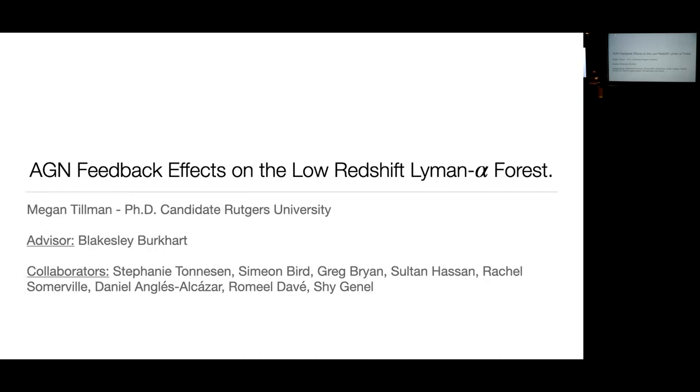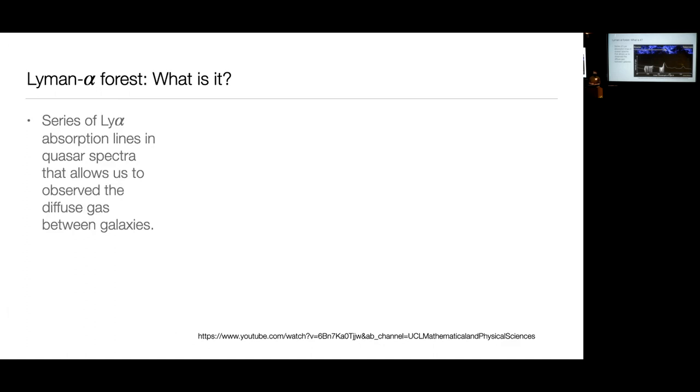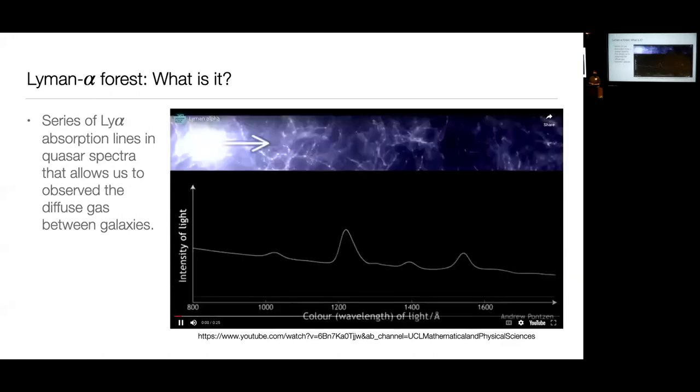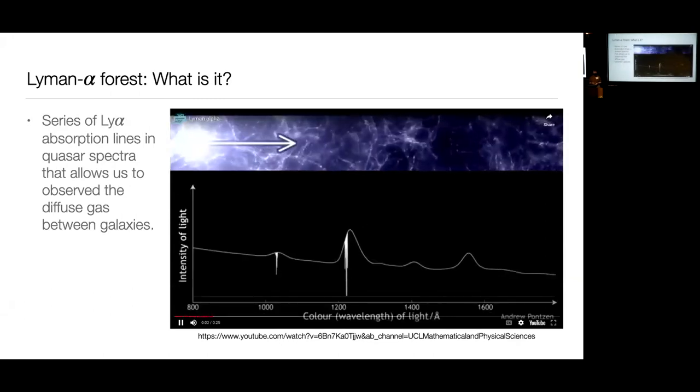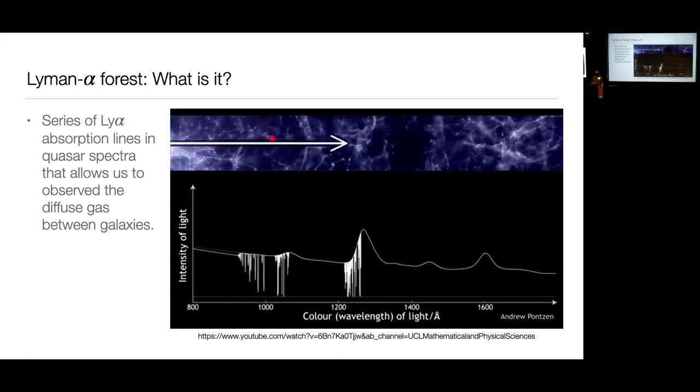Today, I'm going to talk about AGN feedback effects on the low redshift Lyman alpha forest. Now we're only focusing on AGN feedback. Just as a little overview, what the Lyman alpha forest is for people who don't work with it every day: we've got this nice movie. On the left, you have your source, which is going to be like a quasar in a distant galaxy, and you can see your sight line as you're traveling through the universe.